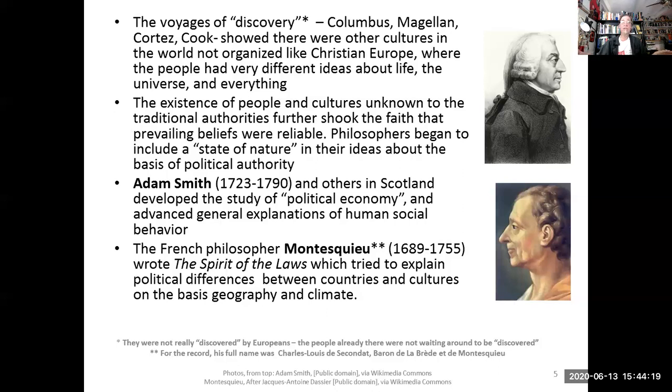A French philosopher, Montesquieu, also associated with the Enlightenment, but not quite as heavy a hitter. He wasn't a heavy hitter like Voltaire, although perhaps pretty important. He wrote a book called The Spirit of the Laws. Montesquieu lived mostly in the early 18th century. And in The Spirit of the Laws, among other things, he tried to explain cultural differences on the basis of geography and climate.